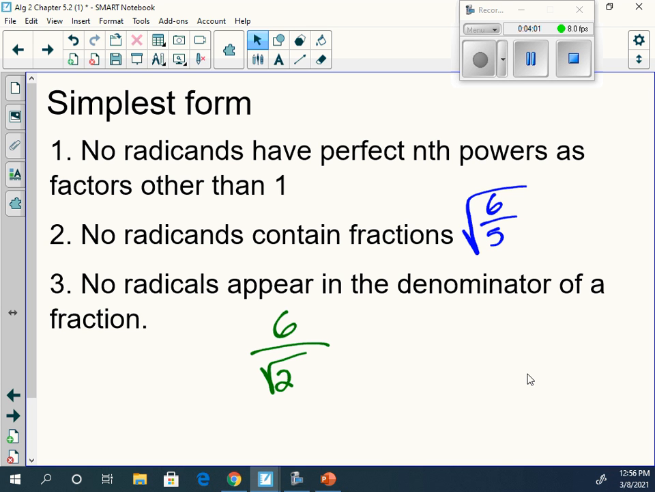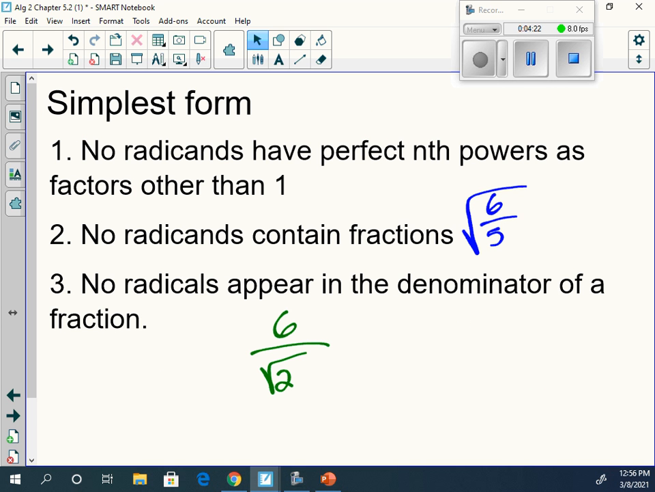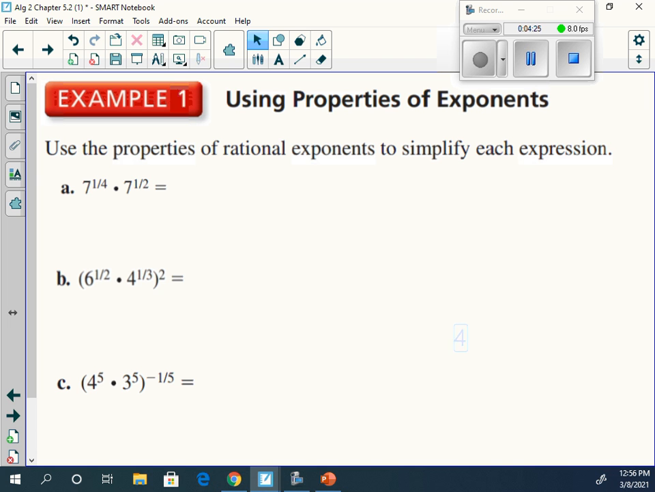Do we have these 3? So these here are really our checklist to make sure it's in simplest form, because if it is, none of these will be left. We good? Okay. Use the property of rational exponents to simplify.